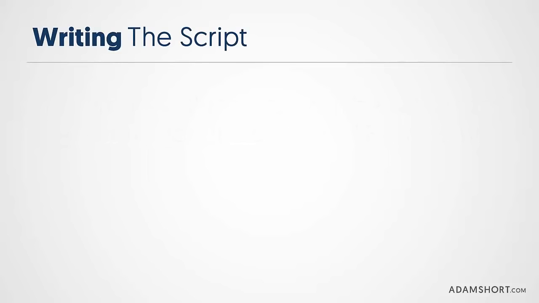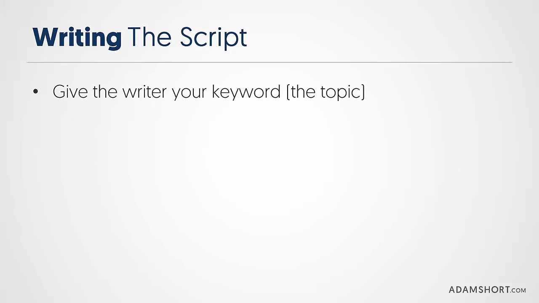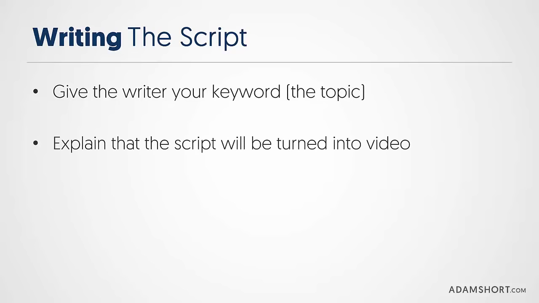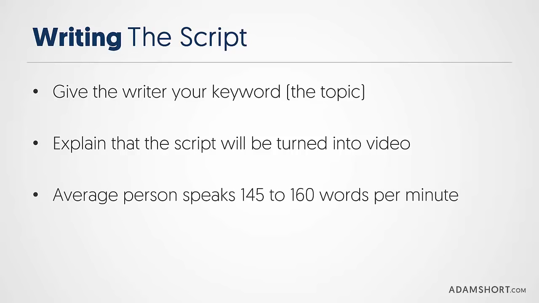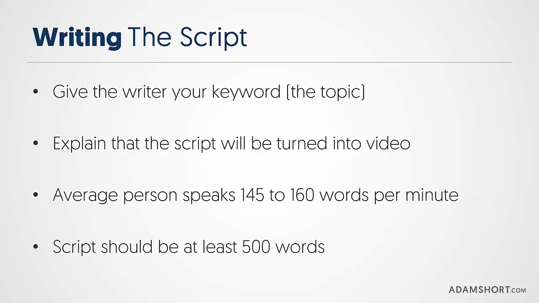So you can go to Fiverr, you can post your job, you can let the network know that you're looking for a writer, and once you've selected one, simply give the writer your keyword, which is going to be the topic of your video. Explain that what they're writing is going to be turned into a video eventually, just so they're aware. And also, the average person speaks 145 to 160 words per minute, and you want your video to be about 3 to 5 minutes. That's about the ideal length for YouTube. So the script that the writer turns over should be at least 500 words.